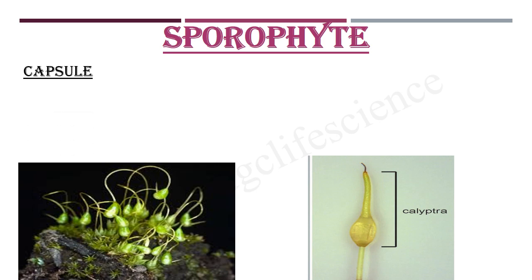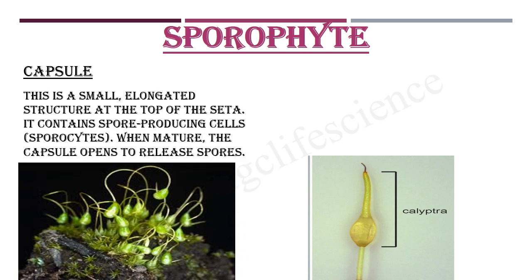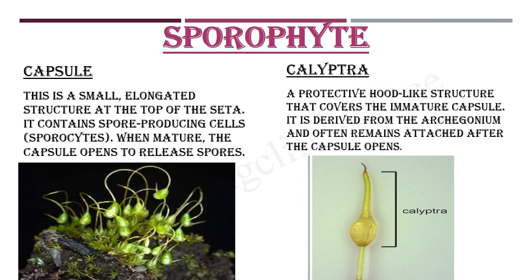Sporophyte. So, capsule: this is a small elongated structure at the top of the seta. It contains spore-producing cells. When mature, the capsule opens to release spores. Next is calyptra. You can see in the figure a protective hood-like structure that covers the immature capsule. It is derived from the archegonium and often remains attached after the capsule opens.